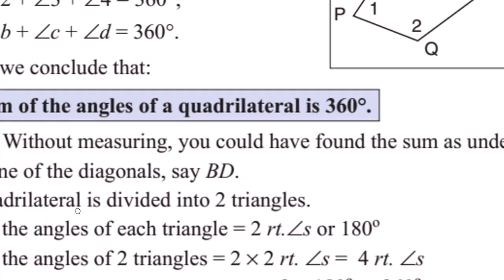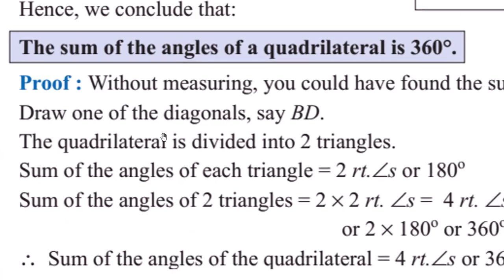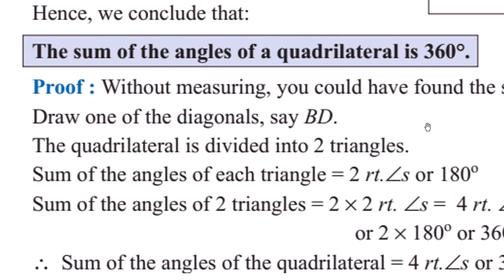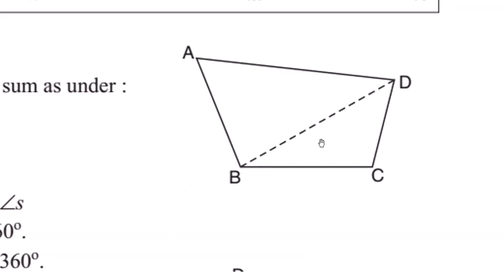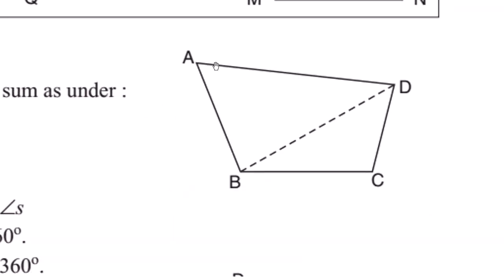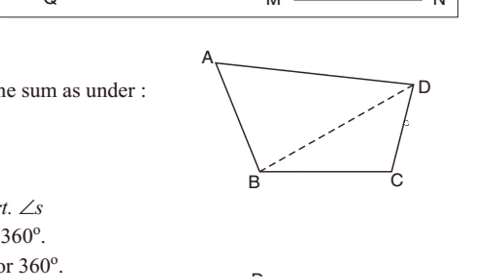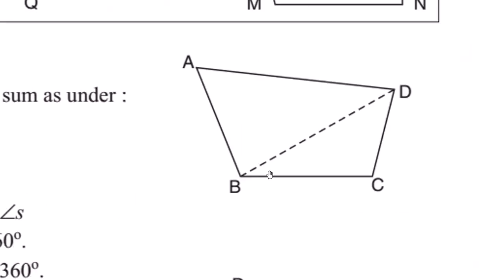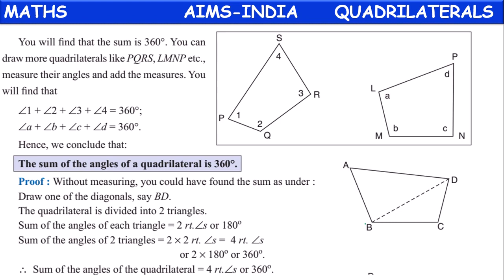Next, children, proof. Without measuring, you could have found the sum as under. That means how can we prove the sum of angles in a quadrilateral is 360 degrees without measuring? For that we have a proof, children. Draw one diagonal, say BD. What is a diagonal? The line joining opposite vertices is called a diagonal.